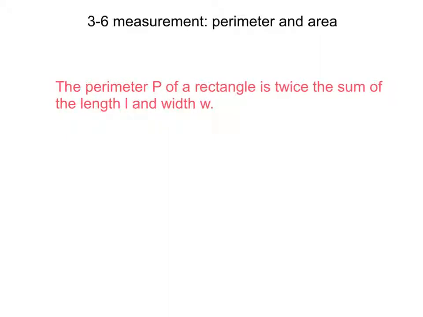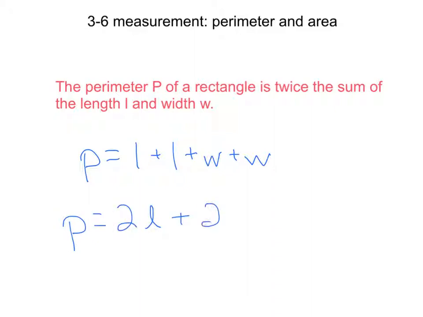Lesson 3-6, Measurement, Perimeter and Area. The perimeter P of a rectangle is twice the sum of the length L and the width W. So if we wanted to write this out, we would write P equals L plus W plus L plus W. Or you can shorten it and say P equals 2 times the length plus 2 times the width.